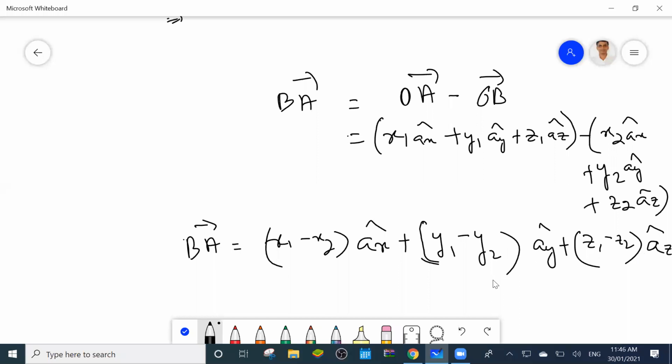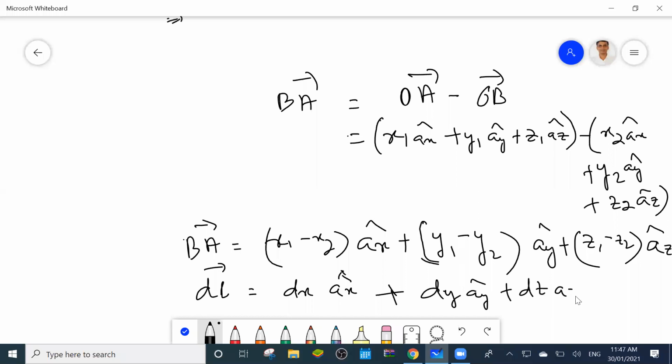This also you can write in terms of displacement vector dl. Same, that becomes dl also here. The difference is this one, so I can write dx ax cap plus dy ay cap plus dz az cap, both are elemental lengths. So is it clear, everyone?